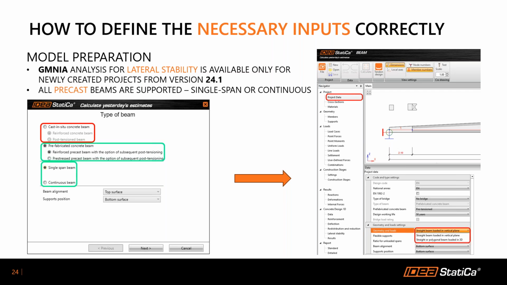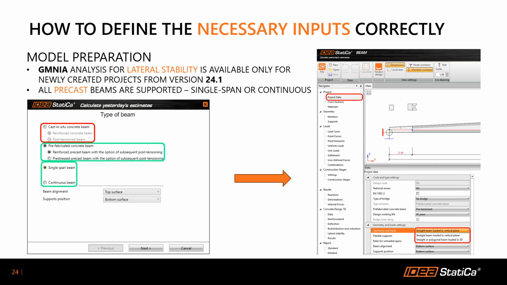Some info for the model preparation. This GMNIA analysis for lateral stability is available only for newly created projects from version 24.1. So after you watch this webinar and become excited to start using this feature, if you have some older projects on hand that you designed in version 23 or 24, when you open those older projects, you do not have the ability to turn on the advanced calculation, but all new projects created since version 24.1 have the option for the advanced calculation inside. All precast beams are supported.